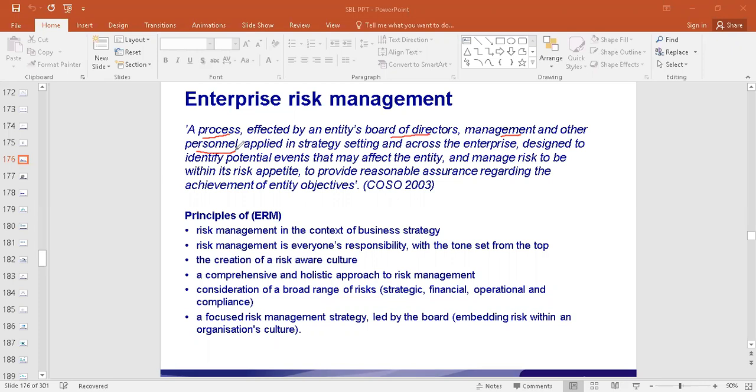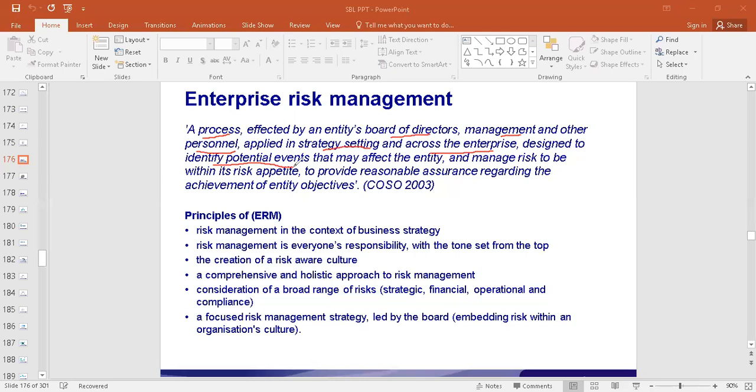ERM is a process affected by the entity, people from different levels of management. What is it that they are all involved in? They are involved in the areas where the role of ERM is seen, which is in strategy setting, and across the enterprise, designed to identify potential events. So it's in every area of the organization.